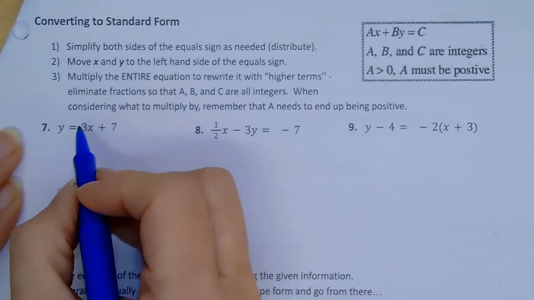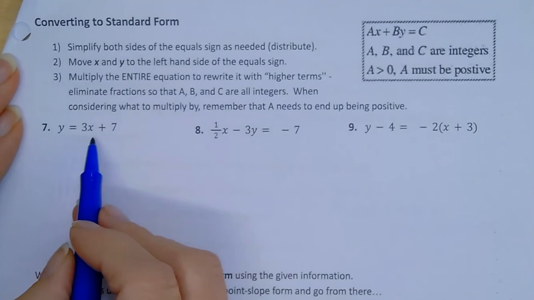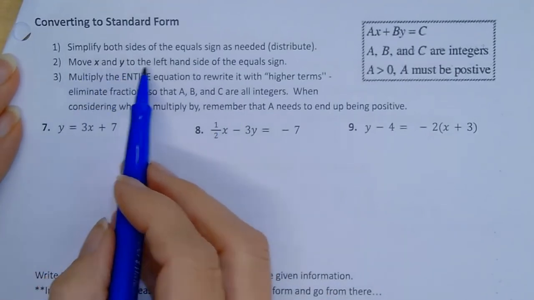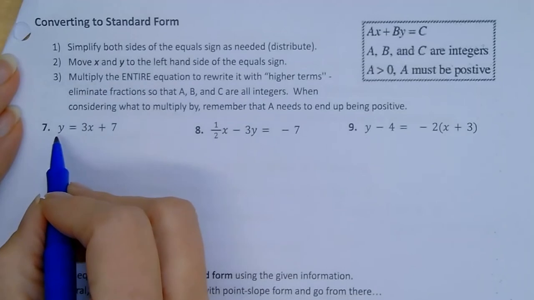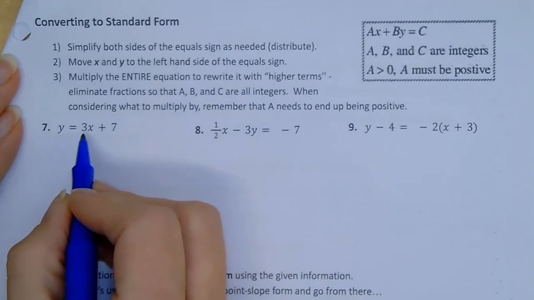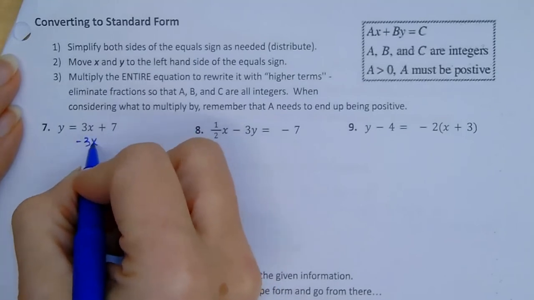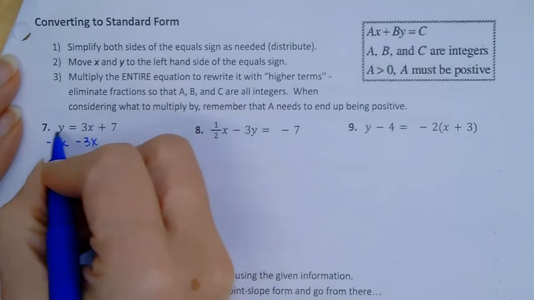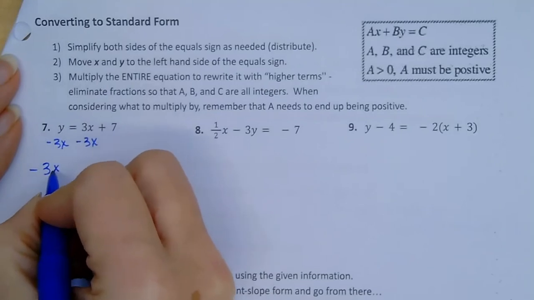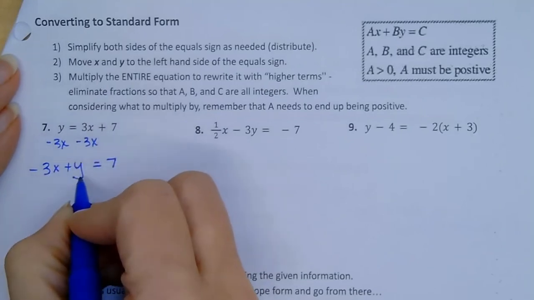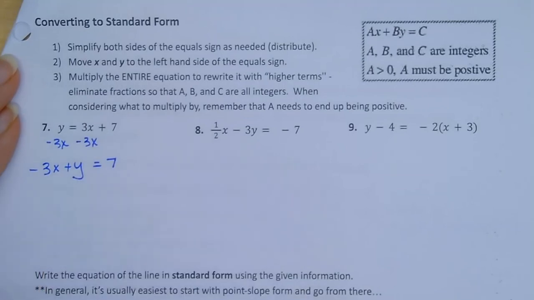All right, we want to simplify both sides here. They are already simplified. Check. Then we want to move x and y to the left-hand side. Y is already on the left, so I'm going to subtract 3x to get the x term on the left side. Okay, so I'm going to go ahead and write this -3x plus y equals 7, so that I've already got my x term first, and then my y term, and then my constant.